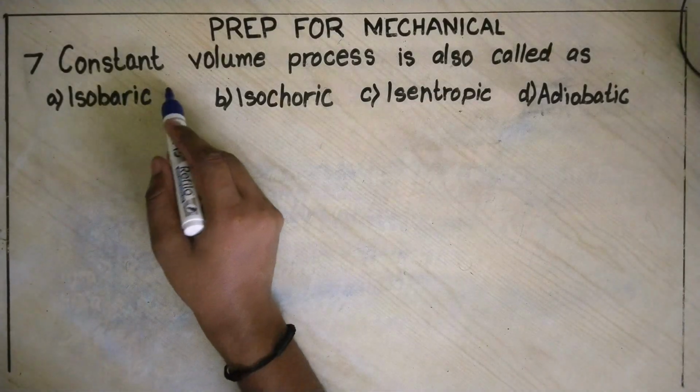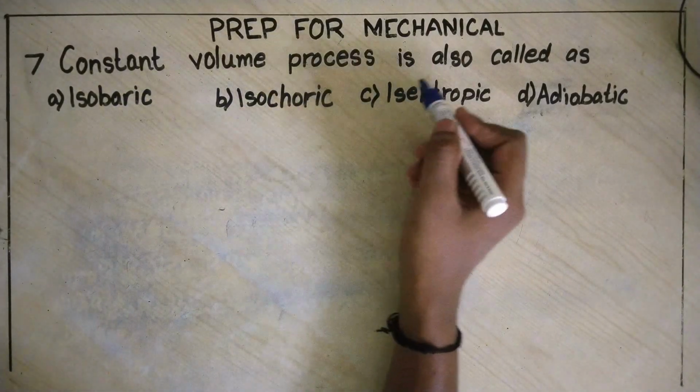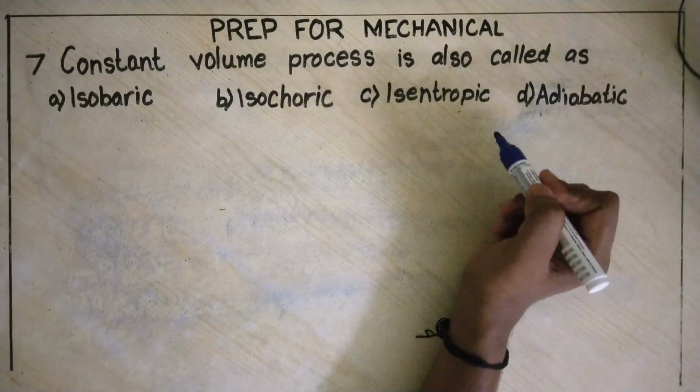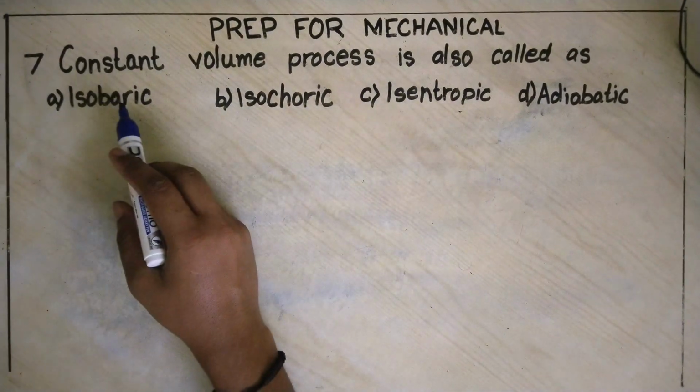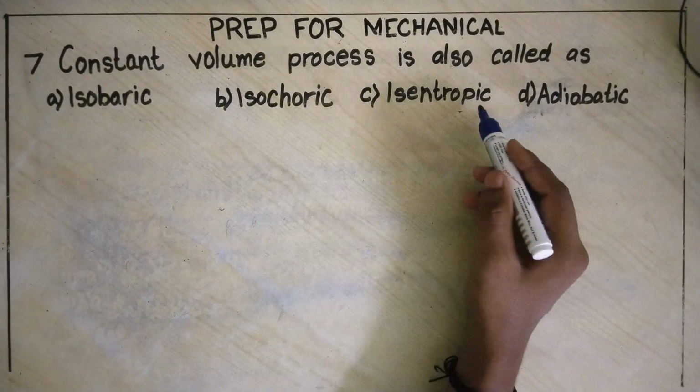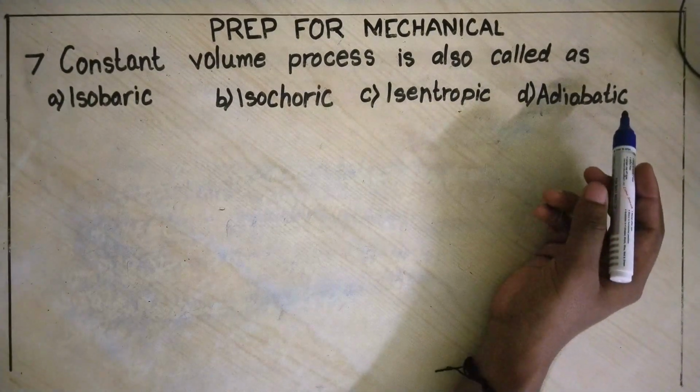Our seventh question is: constant volume process is also called as. Options are isobaric, isochoric, isentropic, adiabatic.